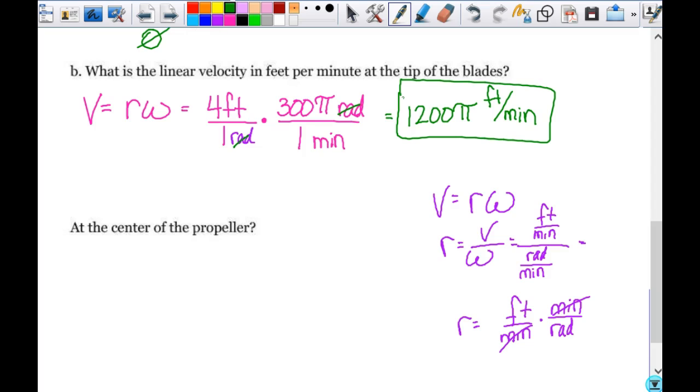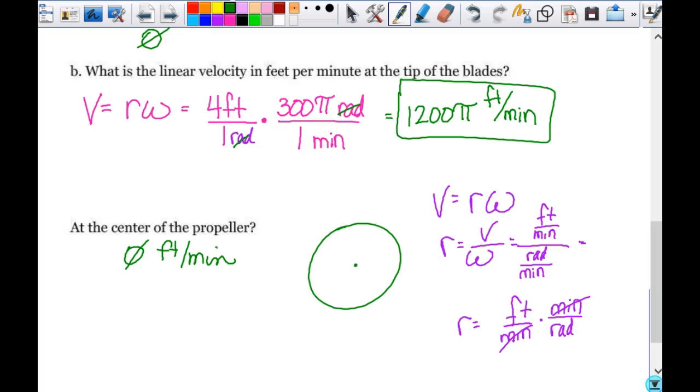All right, so again, at the center of the propeller, let's just think about a circle. This, just the point right there, which a point has no dimensions, right? Has no size or shape. How fast is that point moving? 0, it's not. All right, so it's 0 feet per minute. Everybody okay with that?